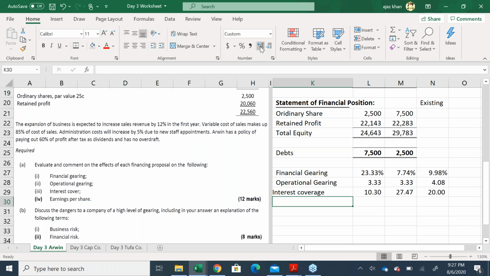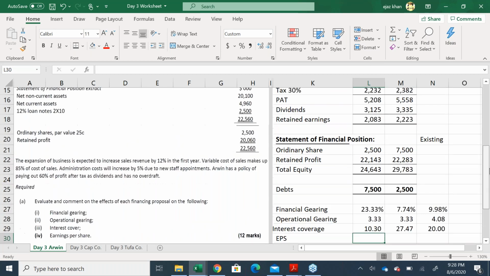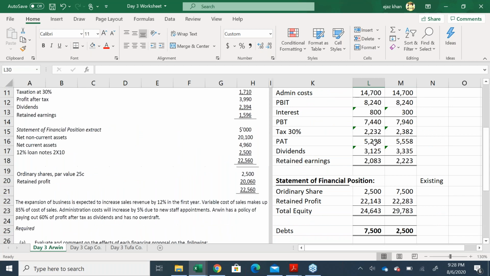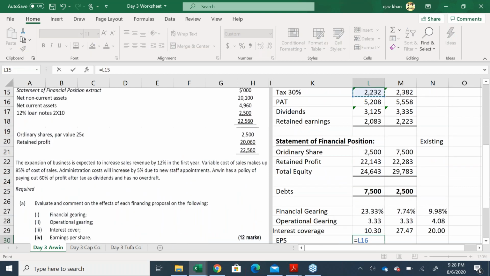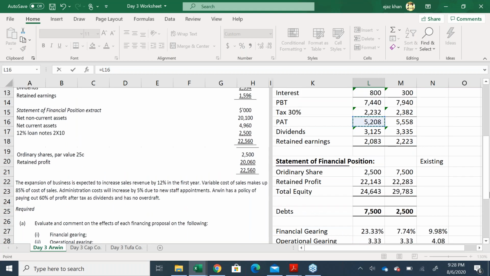And last is the earnings per share, EPS. For earnings per share, we always take PAT, profit after tax, and divide it by the number of shares. So PAT was 5208 divided by the number of ordinary shares. Now, in case of debt finance, the number of ordinary shares will remain the same as given in the question. We can calculate that by dividing the share capital figure by 25 cents, that is $0.25, to get the total number of shares.